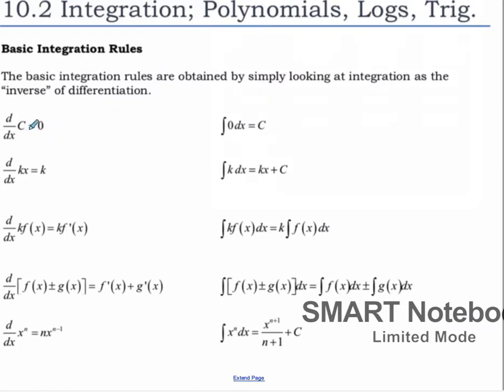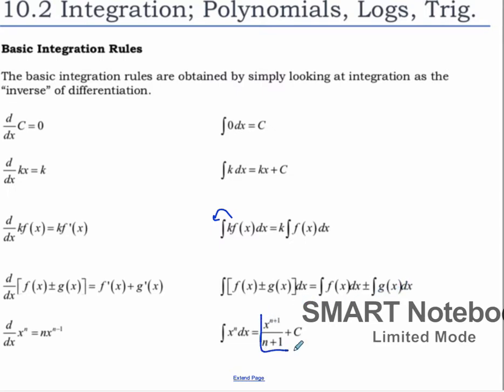Okay, so some of these things are pretty common sense. If the derivative of a constant is 0, then the integral of 0 is a constant. Derivative of a constant times x is k, so the integral of k is kx plus a constant, and so forth. If you have a constant times a function, you can bring that out in front of the integral. If you have a sum of two functions, you can integrate both of them and then add them together.